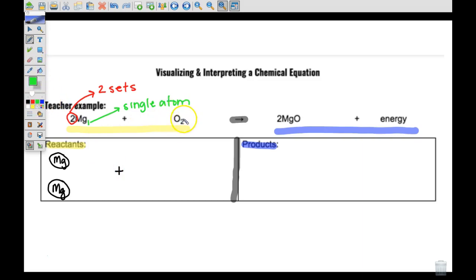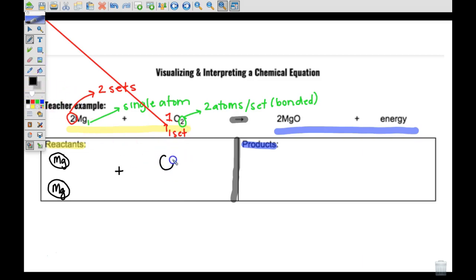My next reactant has a 2 here, which means that I have 2 atoms per set. This means that they're bonded together. But because I don't have an explicit number in the front, I can assume that it's 1. So that means I have 1 set of this. I'm going to draw my 2 atoms of oxygen and the bond between them, but I'm only going to have 1 set of that. Now that I have both of my reactants drawn, I can pull my arrow down.